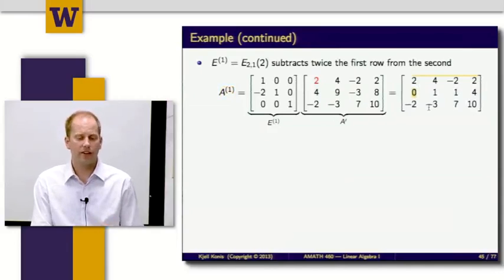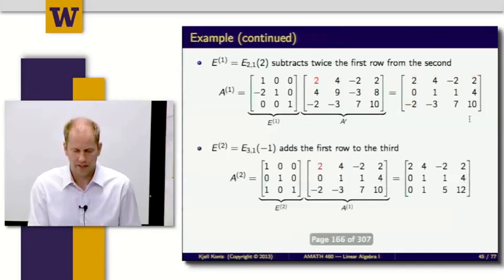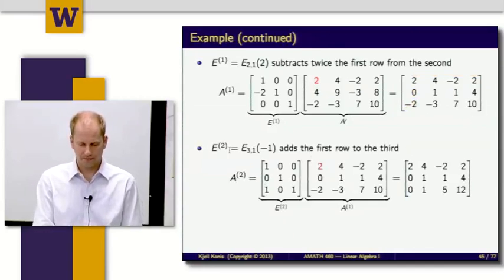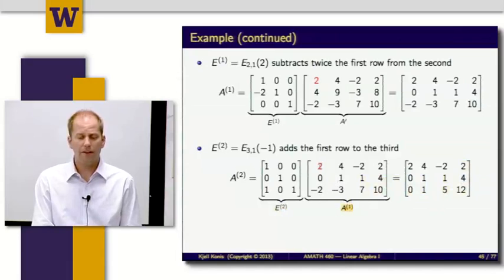And then what I want to do now is come up with an elimination matrix E2 that's going to turn this value into a 0. So let's see how I do that. I look at my matrix A1. My pivot is still a 2, and the number I want to get rid of is a negative 2. So I have a multiplier of negative 1, and that means I actually end up adding the first row to the third row. So in the elimination matrix, this ends up being positive this time.